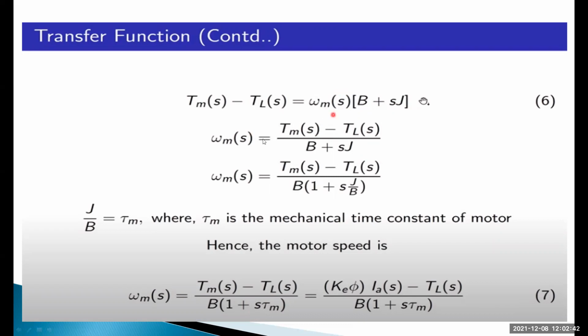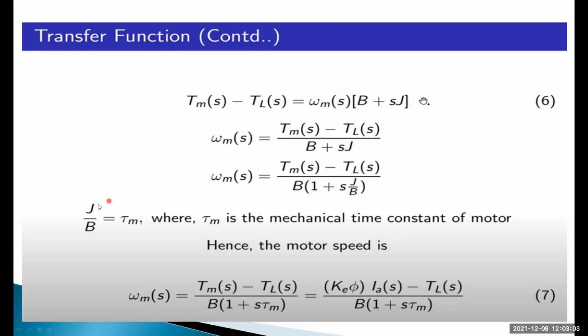Taking omega m of s common, omega m of s is equal to Tm of s, the motor torque, minus TL of s, divided by B plus sJ. Then omega m of s is equal to Tm of s minus TL of s divided by B into 1 plus s J by B.